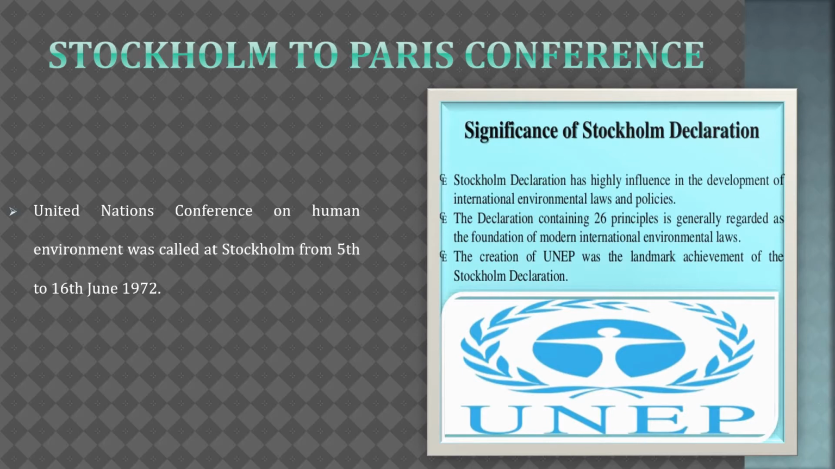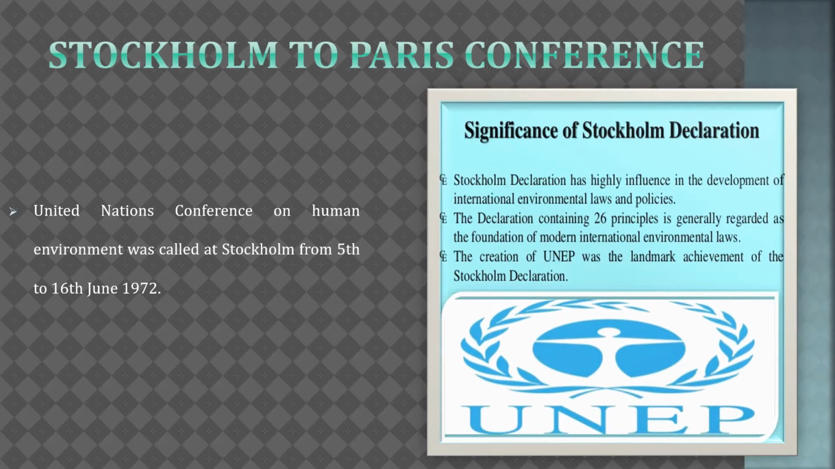To deal with all these problems related to the environment and the protection of the environment, a conference was called, which was known as the Stockholm Conference, in order to discuss the immediate and long-term problems related to the environment and to find solutions to them. A United Nations Conference on the Human Environment was called at Stockholm from 5th to 16th June 1972.